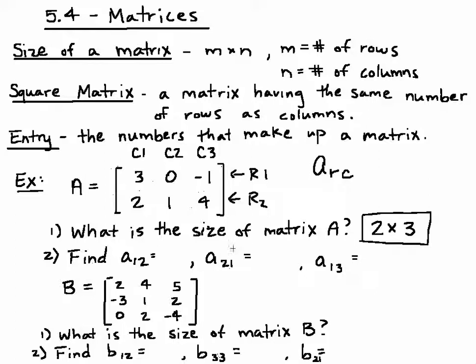The 1 tells us that it's in the first row, and the second number tells us that it's in the second column. So if we're in the first row and second column, then we have the entry 0. And notice the difference between A12 and A21. A21 means that we are in the second row, first column. So if we're in the second row, first column, this is the entry 2.